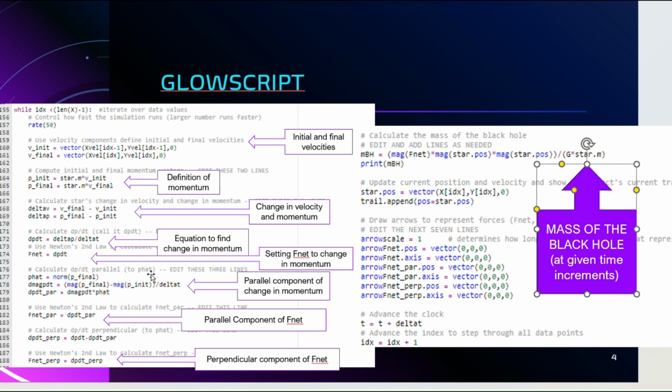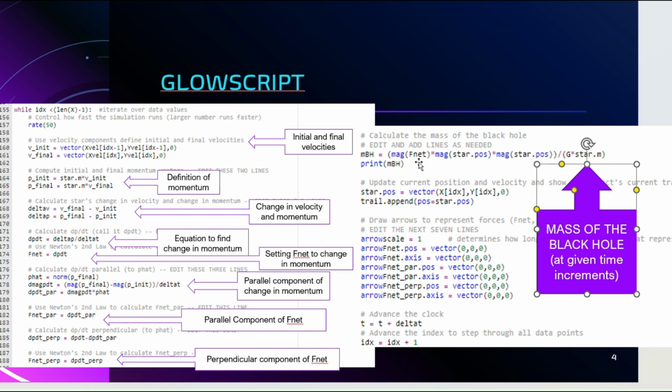I used these equations to create a formula over here, so basically this over this times that. Then the parallel component of F net is the parallel component of the change in momentum, so I set that equal to that. Over here, I did the perpendicular component of F net, which I found over here as well. And the mass of the black hole at the given timestamps was basically over here.